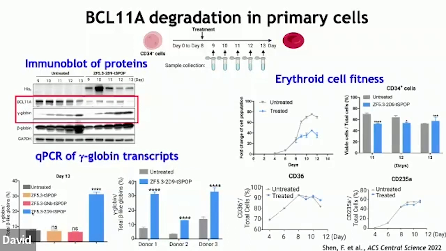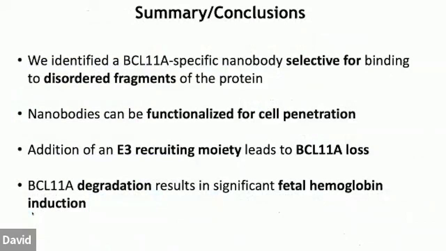We've also done some housekeeping studies where we're just looking at the fitness when we've treated our erythroid progenitor cells with this degrader. You can see that there is a reduction in the proliferation, but this has been attributed to loss of BCL11A as opposed to additional toxicity from our degrader. And we've looked at things like viability and the effect on differentiation, and we see no difference between treated and untreated.